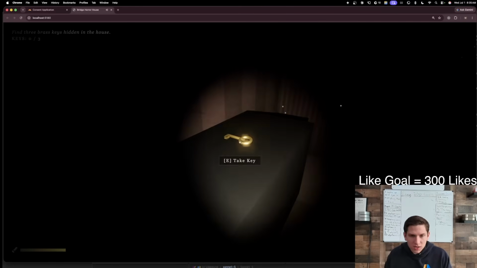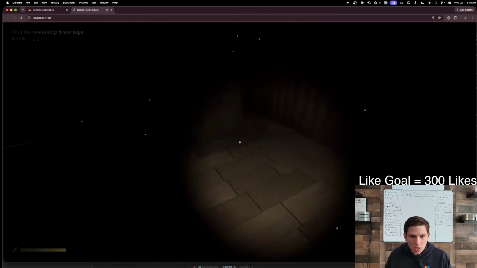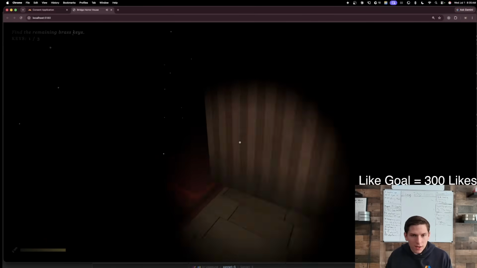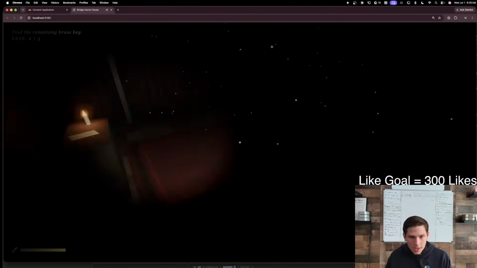But here's a key. Let's grab this key. We're going to pick this up. We can look around for the other. We need to find 3 keys. But you guys can note that it doesn't really work as intended. It's not really a good game, right?